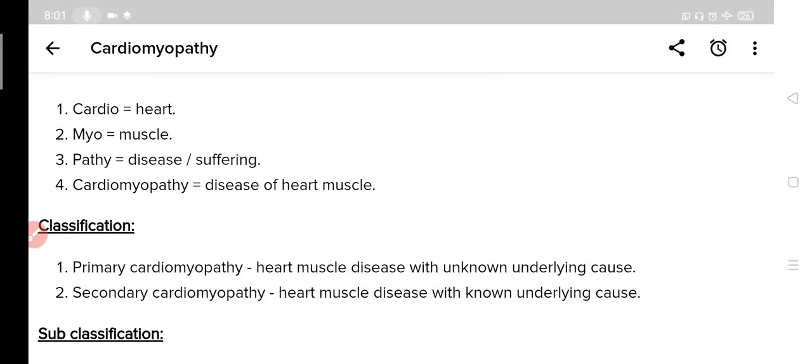Hello friends, and welcome to our second and last lecture on cardiomyopathy. In the first lecture we learned about the meaning of cardiomyopathy and then about its classification.